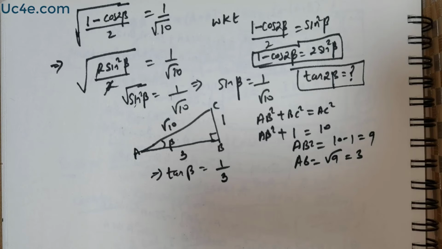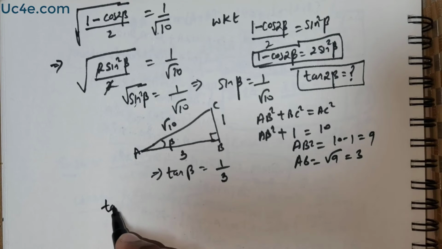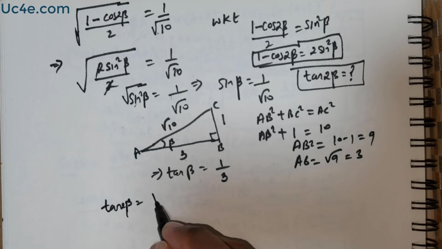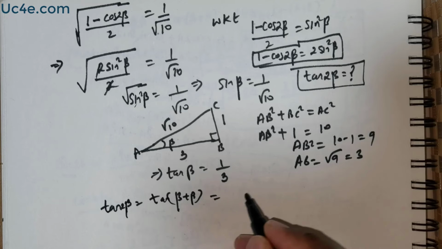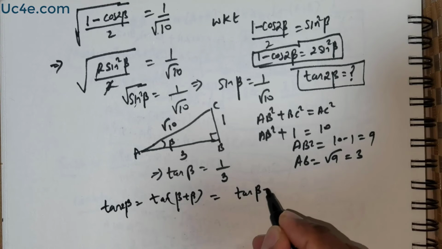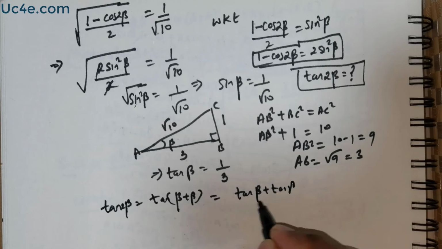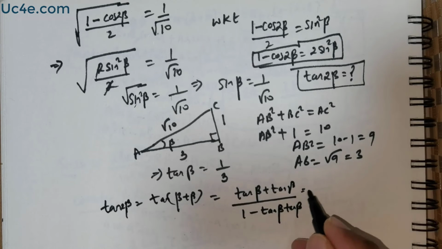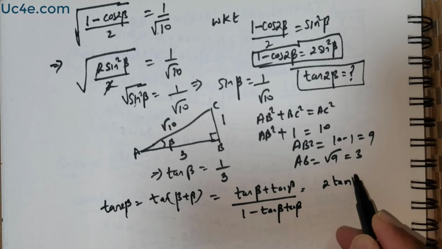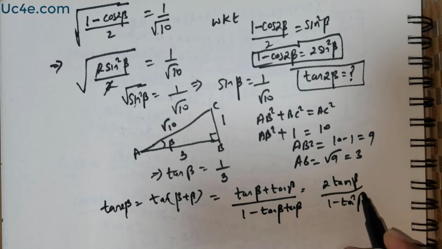So now, having obtained the value of tan beta, we have to obtain the value for tan 2 beta. Right, so let's obtain the value for tan 2 beta. Now I would like to write tan 2 beta as tan of beta plus beta. This is tan of A plus B. This is going to be tan beta plus tan beta divided by 1 minus tan beta times tan beta, which is equal to 2 times tan beta divided by 1 minus tan squared beta.